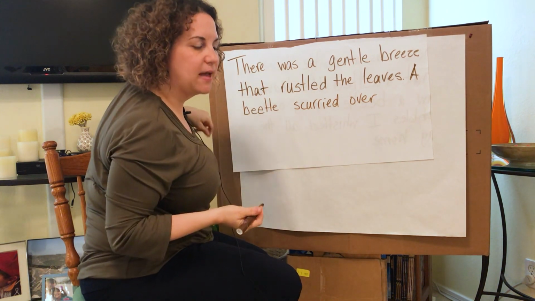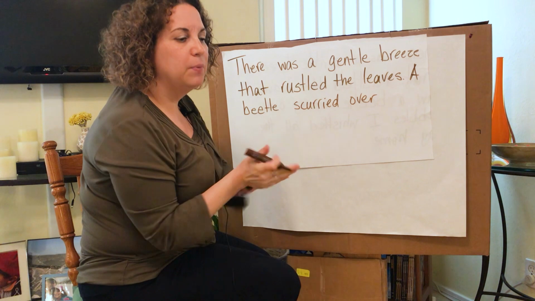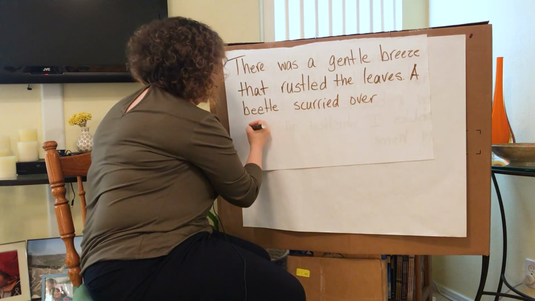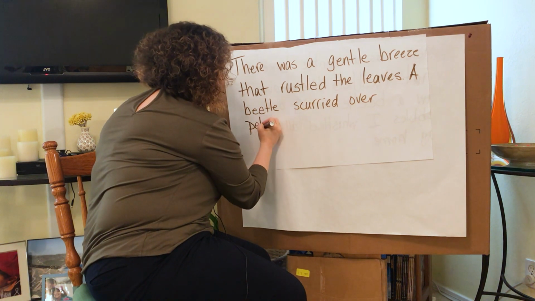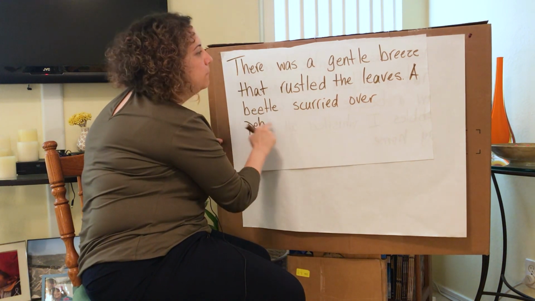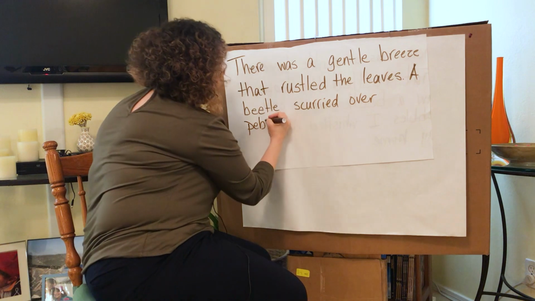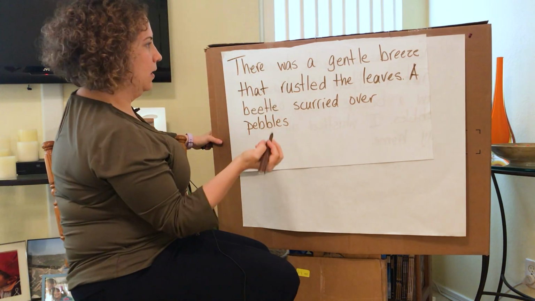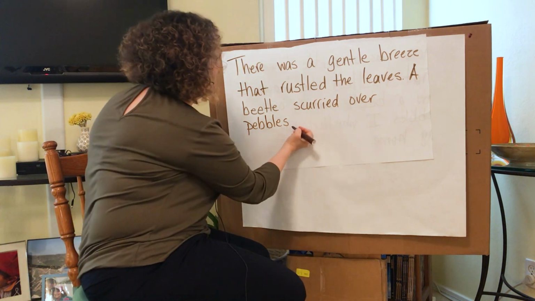Pebbles. Let's do pebbles together. Ready? Pebbles. Let's take it syllable by syllable. Let's hear that first syllable. Peb. There's our closed syllable pattern. Pebbles. Oh, I think that's our consonant LE. A beetle scurried over pebbles.